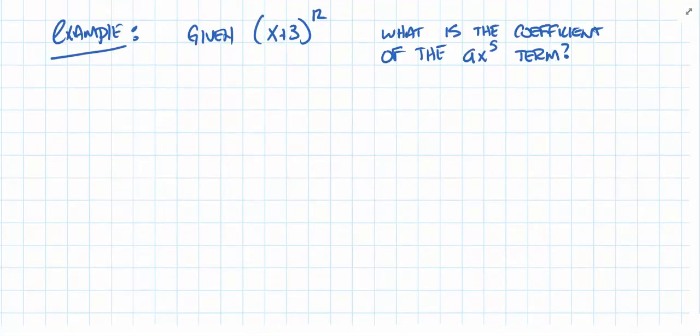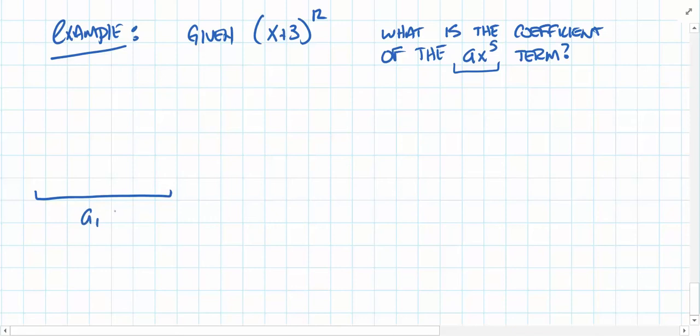Okay, last example that I want to do for you guys is, say you're given (x + 3) to the 12th. And the question is, what is the coefficient of the x to the 5th term? All right, so here's what I want to point out to you. Let's write out the very first term, a sub 1. The very first term of this sequence is going to be 12 choose 0, x to the 12th, 3 to the 0. That's the very first term there.